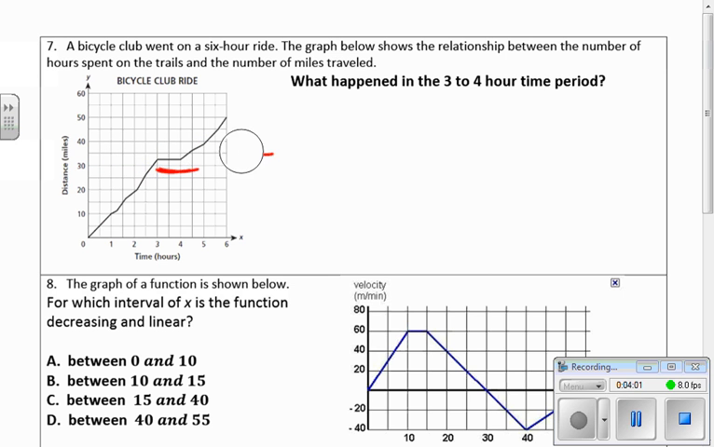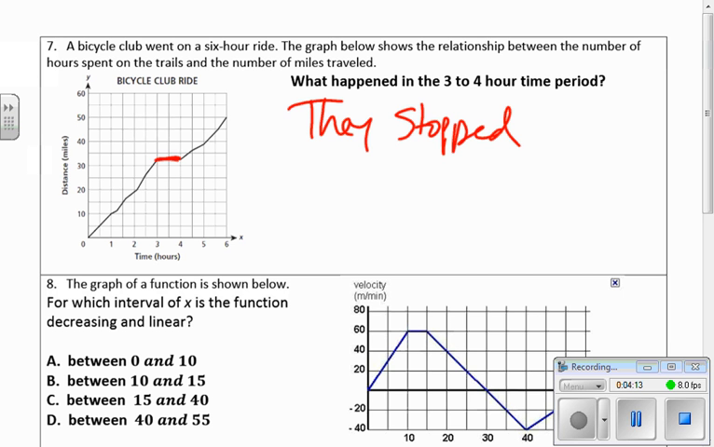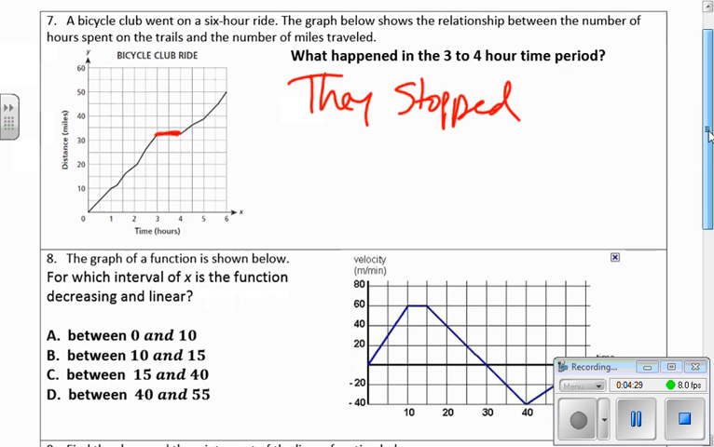So from 3 hours to 4 hours, which is, again, right here, the distance stays exactly the same. It stays at 32 for that whole hour. So what happened? They stopped, or they took a break. Something like that. They stopped, they took a break, they didn't move, they didn't change distance. Now remember, this is not a hill. They're not going uphill. Oh, now they're riding straight and uphill again. It's not a hill. This represents how much distance they traveled.